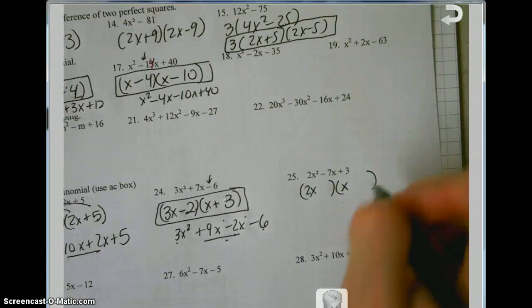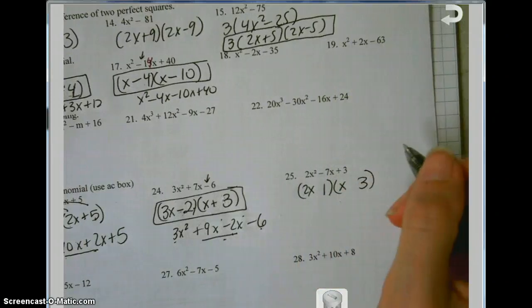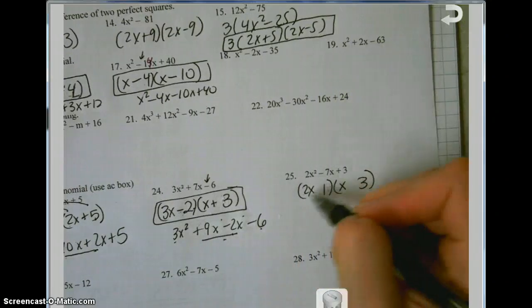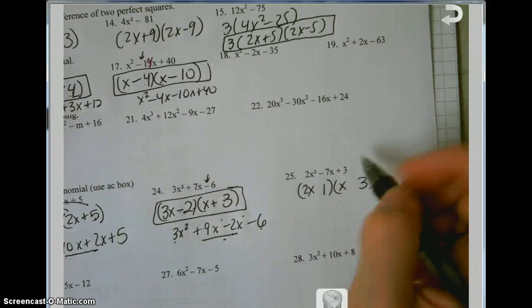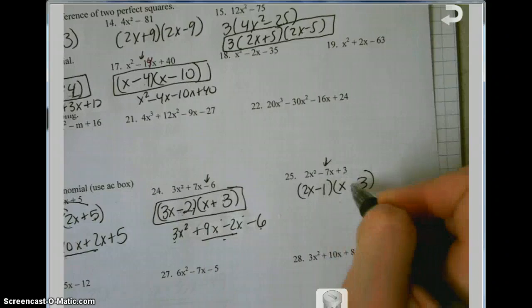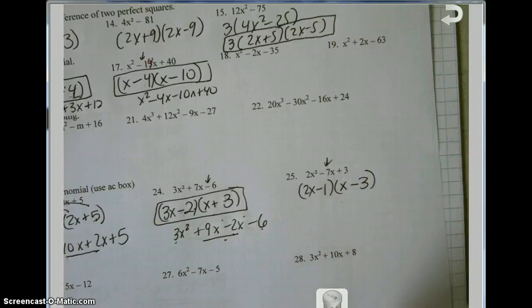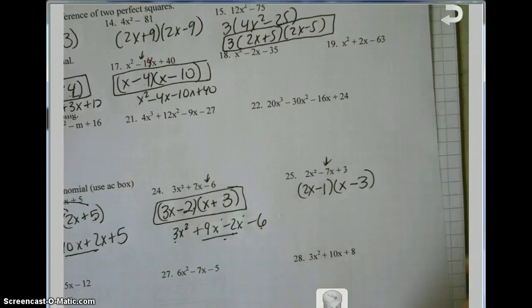And so to make a positive 3, let's try 1 times 3. If you think about it, if we just put two positives together, positive 1 times 3 does give us a 3, but we want to generate a negative 7 here. So a negative 1 times negative 3 does make a 3. And so we can work with this. Negative 1 times negative 3 makes a positive 3. We're looking also to make that negative 7.